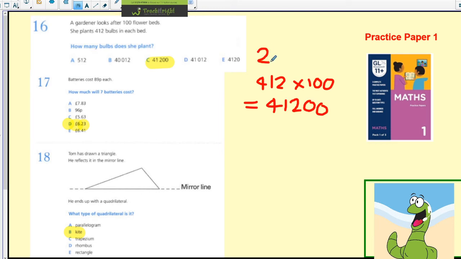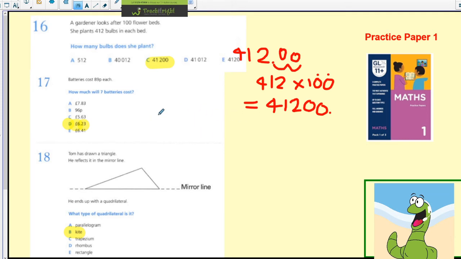Another way of thinking about it is, if you do 4, 1, 2 with a decimal point, it's going to move the decimal point. There were 2 zeros here, so it's going to move the decimal point 2 places behind. So there's my decimal point now. There's a few ways of visualizing that one.